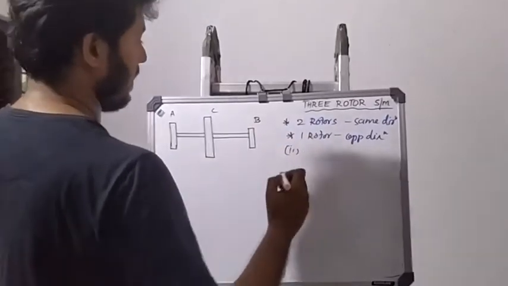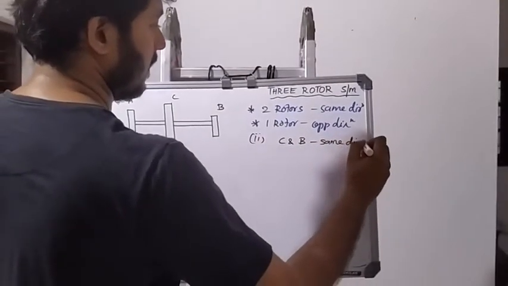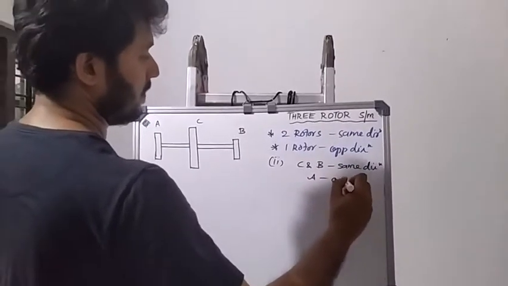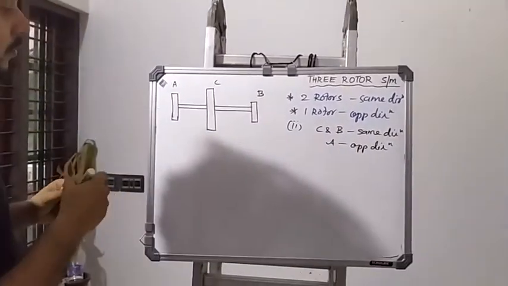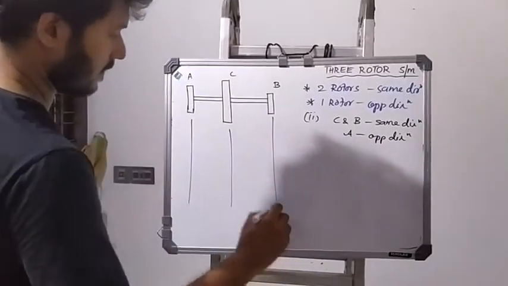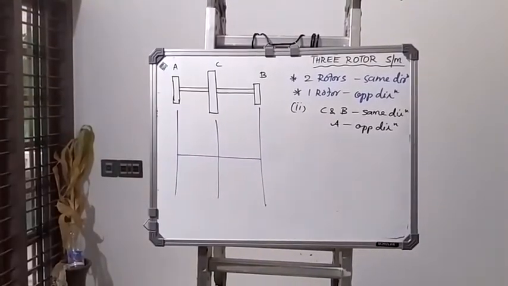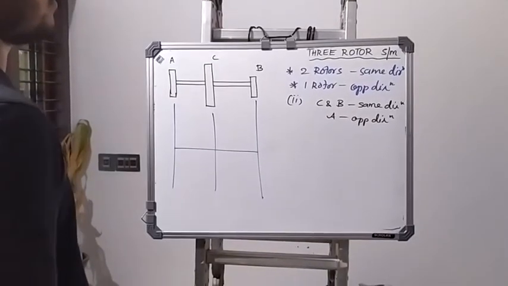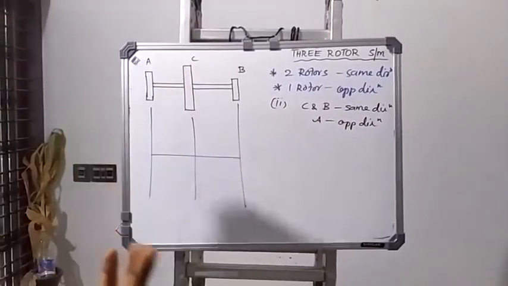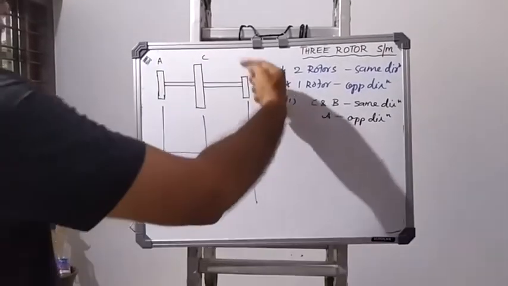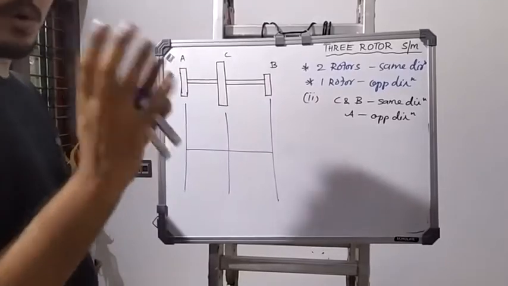Now let us get into the second case. Let C and B rotate in the same direction and A rotate in the opposite direction. Now let us check out how the node shapes will change. As B and C are rotating in the same direction, there won't be any node generated between C and B, because B is rotating in one direction and C is rotating in the same direction. That means the shaft will also rotate in the same direction. There is generation of zero nodes between them.